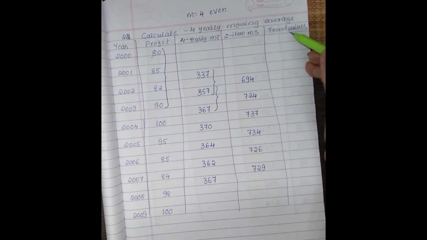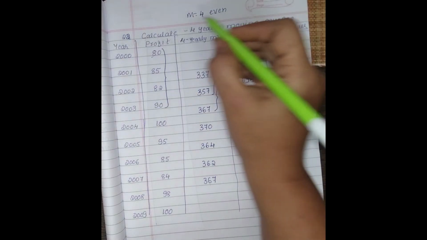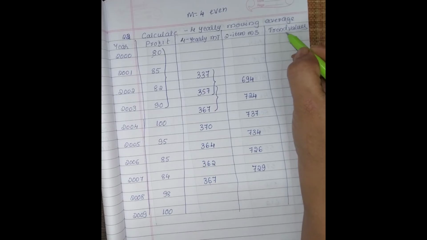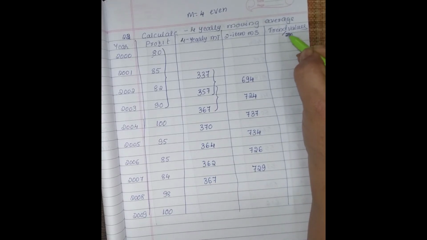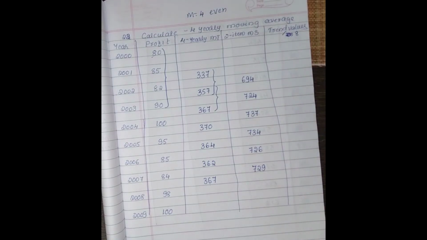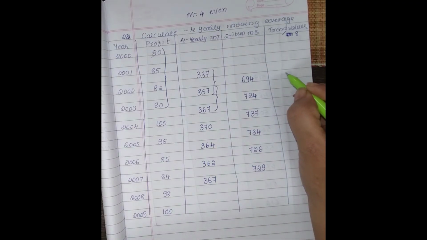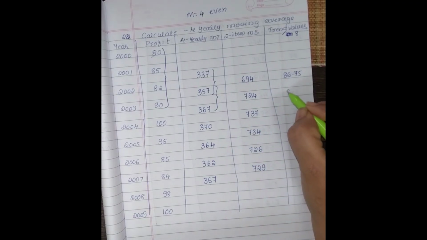Then the trend values: how to calculate them? You have to divide by 2m. 2m means 2 into 4, that is 8. Once it is fixed, when 4 yearly comes, you have to divide by 8. Then what is the value? 86.75, 90.5, dividing by 8.